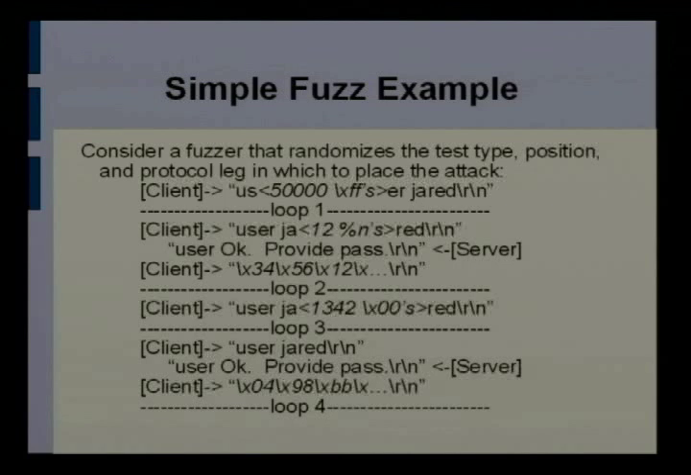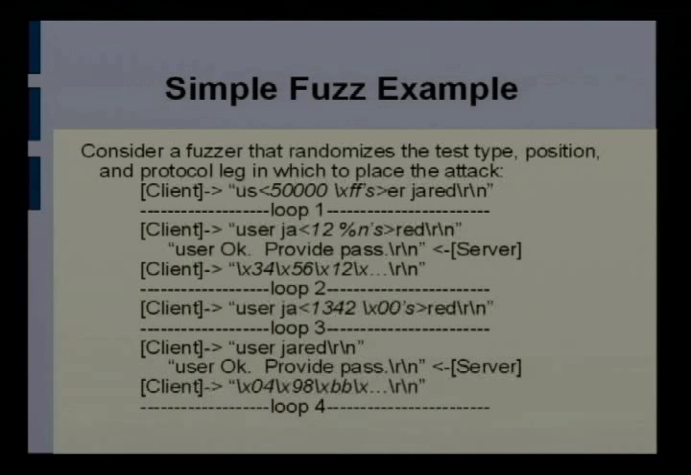In the first loop, you see I send 50,000 FFs. Maybe you're looking for long strings, or again, how it handles non-ASCII data. In the second loop, we see %n in the middle of Jared for the user name. We all know what that is, right? What am I looking for? Format string bugs. And if you don't know what that is, there's lots of good data out there.